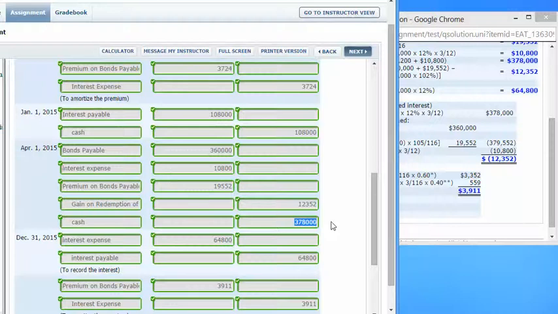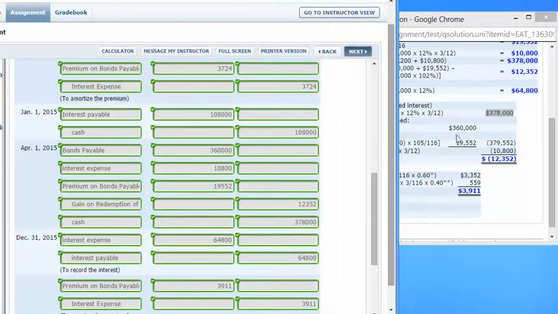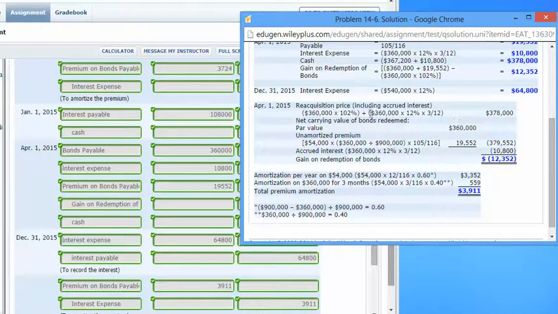So let's look at this transaction and make sure that we understand where each of these numbers is coming from. On April 1st, what we're saying is that the reacquisition price of $378,000, which is the number that you see here, is coming from a couple of things. It's coming from the fact that we have $360,000, which is the par value, times the redemption price, which is 102. And then we have the interest. And again, the interest is the 360 times the 12%. But in fact, we're only reacquiring or extinguishing 40% of the debt.